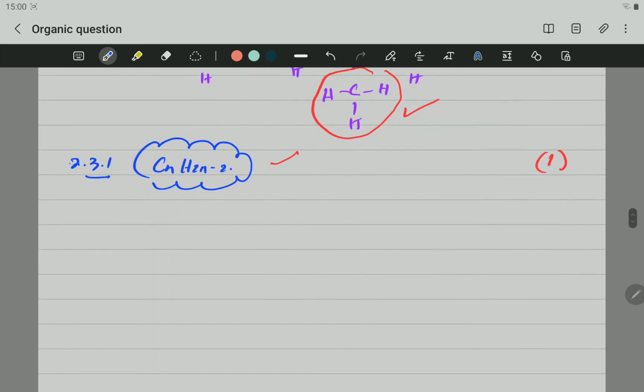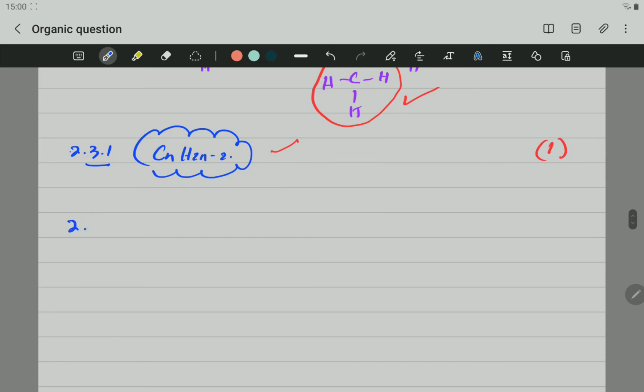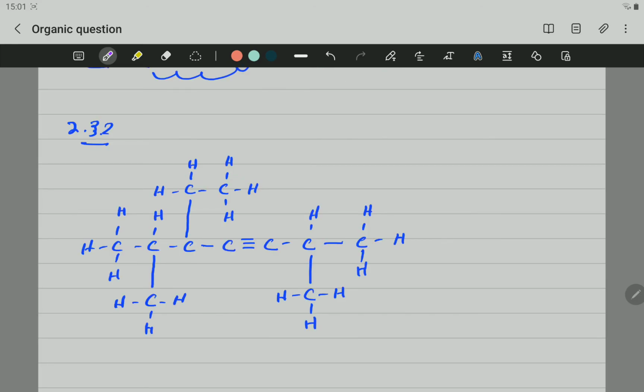Okay, the last question is question 2.3.2, which is to write the name of that specific compound. Alright, here we have the compound. Remember, step 1 is to identify the homologous series, which we already did, and it will be an alkyne, and the name will finish in -ine. Alright, that is the first part of the first step.